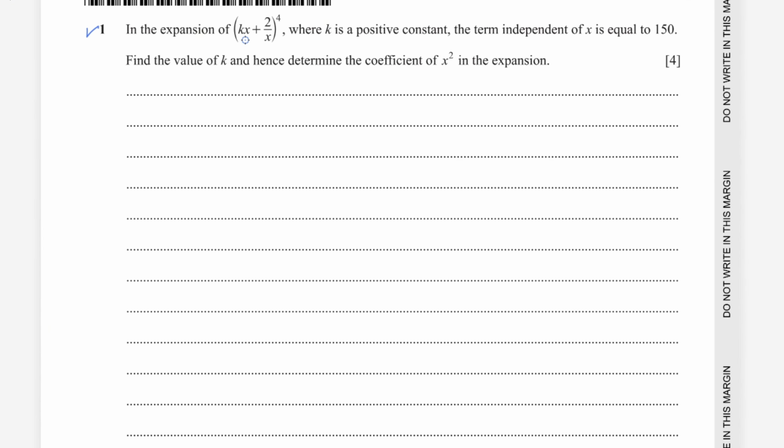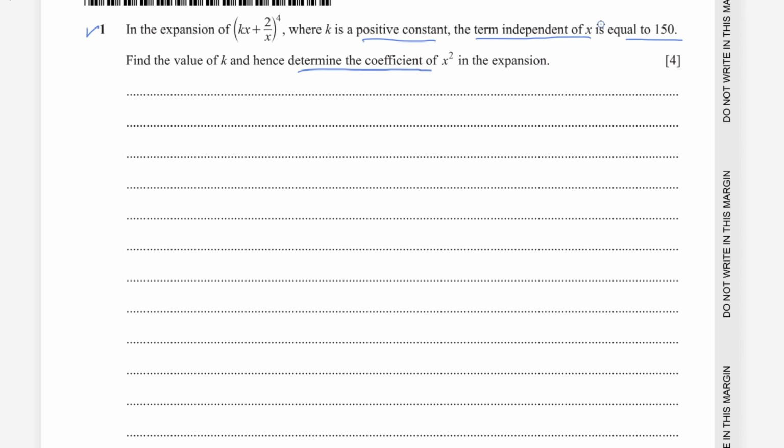In the expansion of (kx + 2/x) to the power 4, where k is a positive constant, the term independent of x is equal to 150. Find the value of k and hence determine the coefficient of x squared in the expansion.